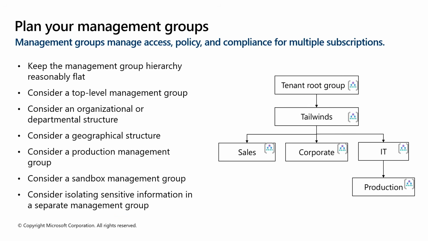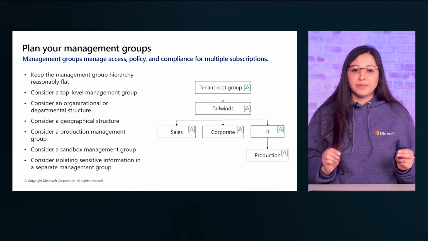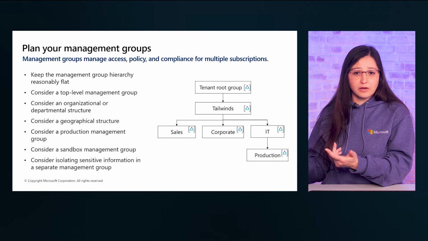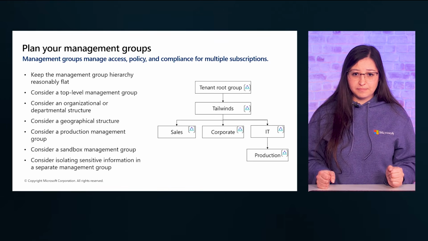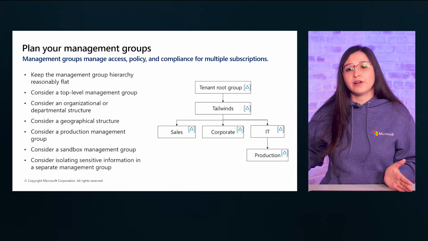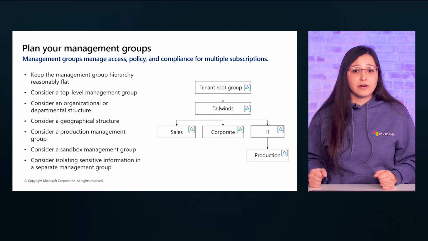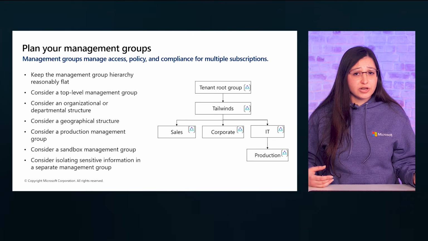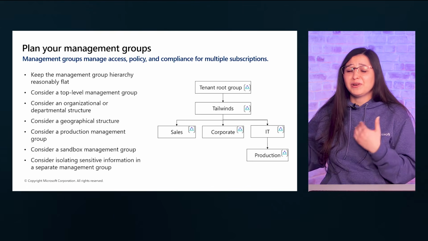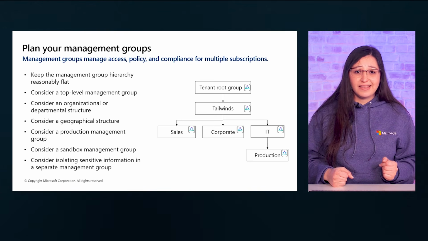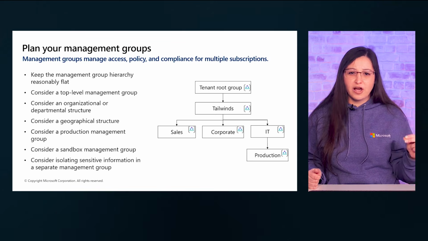In most real environments, a flat structure wins. Not because deep is wrong, but because deep becomes hard to reason about. Inheritance, troubleshooting, and who can change what gets messy. The most common organizing strategies that we see are department, geography, or by environment, like production versus non-production. A mistake we have seen: an organization builds a beautiful 6-level hierarchy. Then nobody remembers where to assign policy, and troubleshooting becomes archaeology.